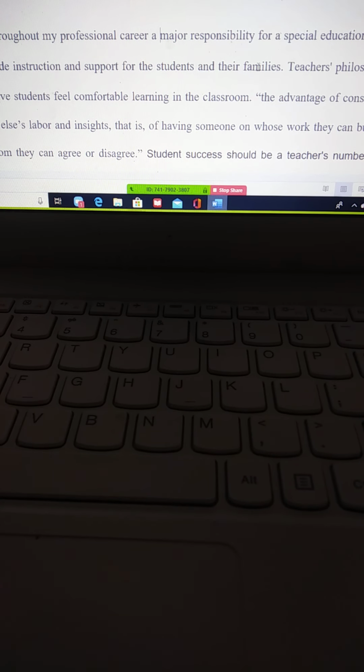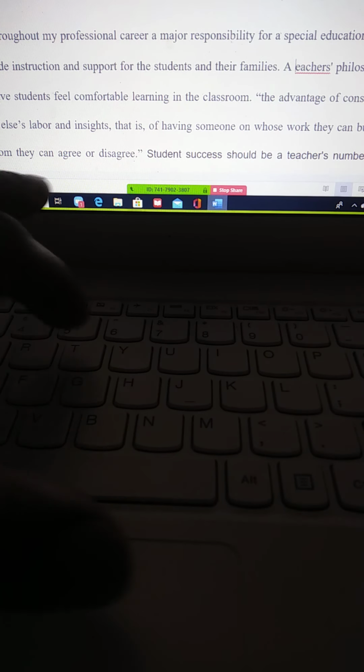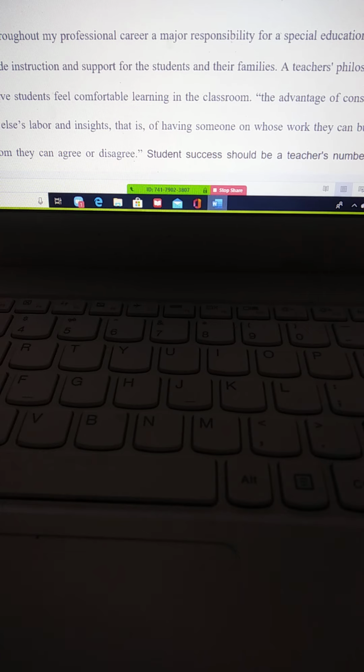So like, what's your responsibility? And right, so I think that's good. Teachers' philosophy to always have students feel comfortable. So maybe here I would say let's change this to A. I'm not too crazy about this, only because it isn't talking about you. It's back to generalities. But I think you might be able to get away with it because you talk about your professional career, as in my professional career.